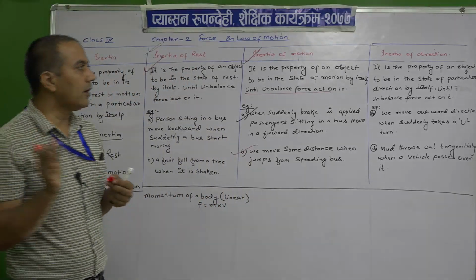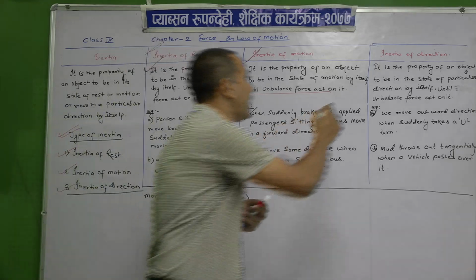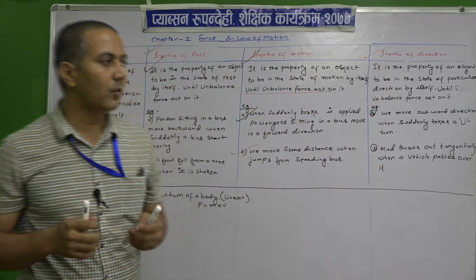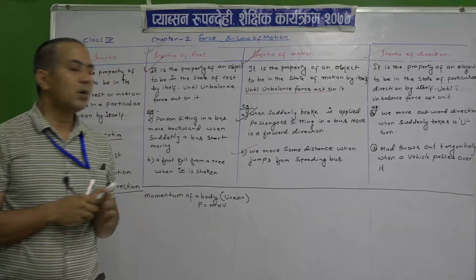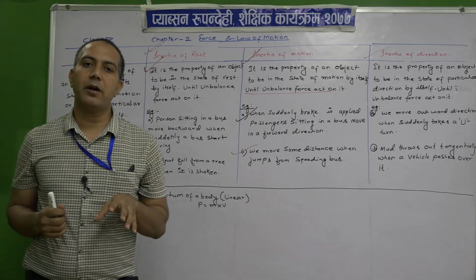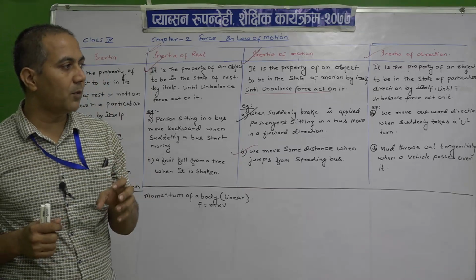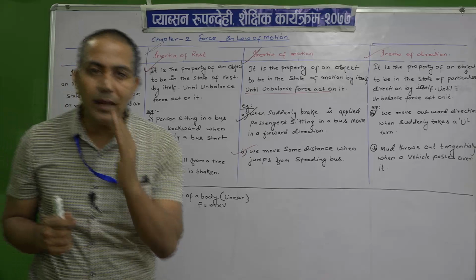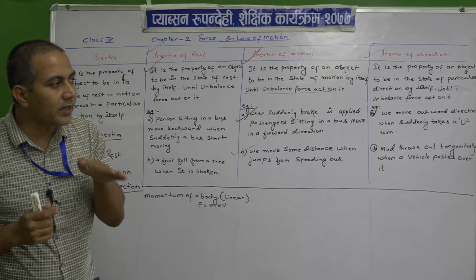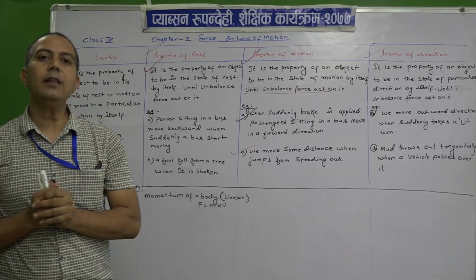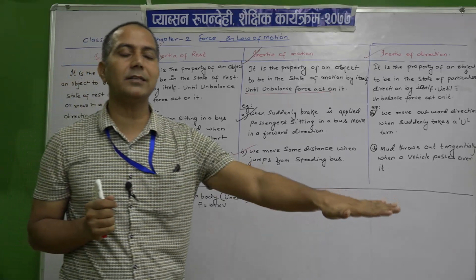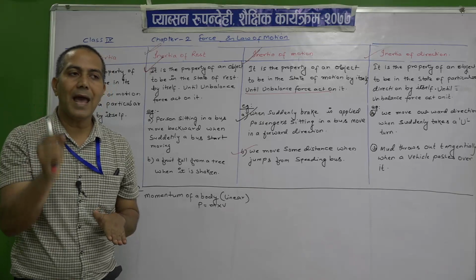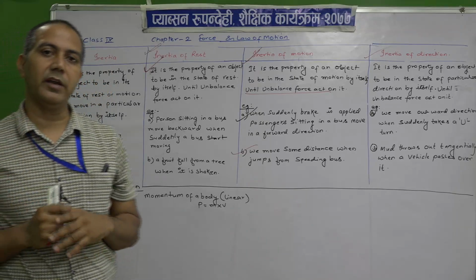Okay. Then comes the next one, inertia of direction. So I think it is now clear what direction means. It is the property of the body that tends to keep it in the state of a particular direction until and unless some unbalanced external force is applied on it.